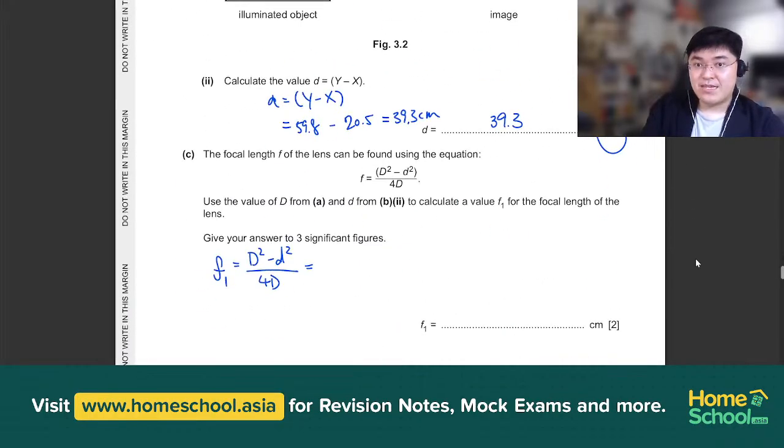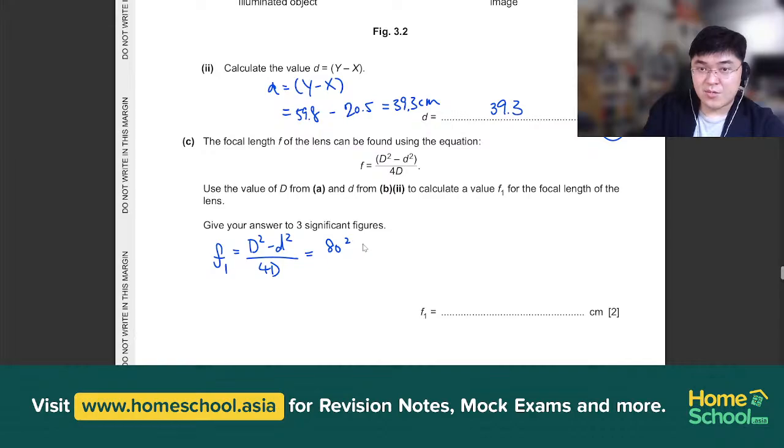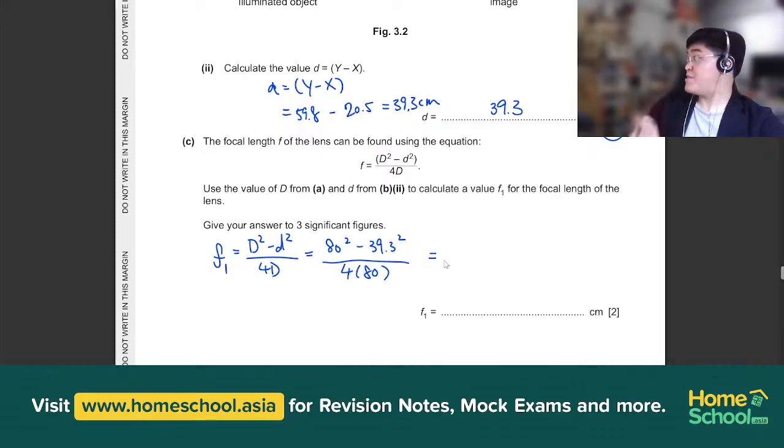So let's do that. Big D squared, 80 squared, minus small d, which is 39.3 squared, divided by 4 times big D. Now put this into our equation, and we should get 15.1734 and so on. Now let's convert this into three significant figures, because everything is in three sig fig, and we should continue that trend. So 1, 2, 3. So 1 and then 4. The fourth significant figure is 7.